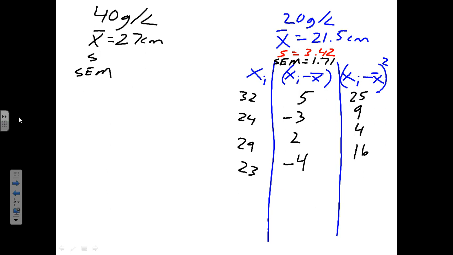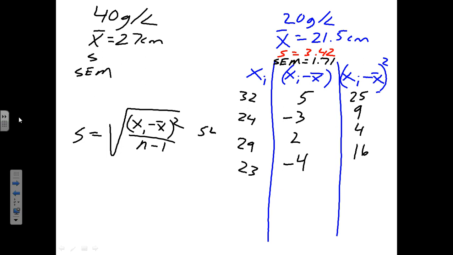And then what do we need to do? Add them up. Because remember our equation, S equals the square root of the sum of xi minus x bar squared, all over n minus 1. So add up that last column. Let's see, it's 54. We're going to divide that by n minus 1, so we're going to divide it by 3. And we're going to take the square root of the whole thing. So 54 divided by 3. Take the square root, and we get 4.24 for our standard deviation.